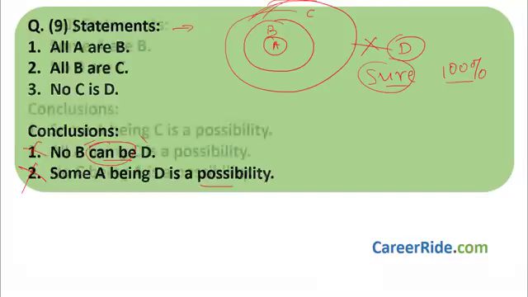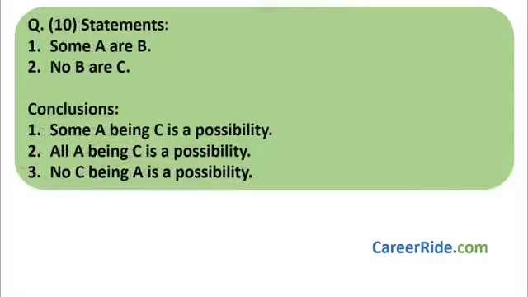Moving to next question. Again, over here, words like possibility, possibility, possibility. So we have to use a Venn diagram. Let's start. Statements are: some A are B, A, B. No B are C, C over here, away from B, no relation, right? Now, conclusion: some A being C is a possibility.